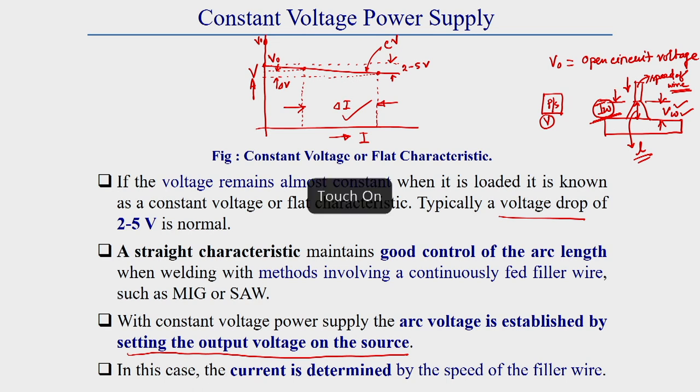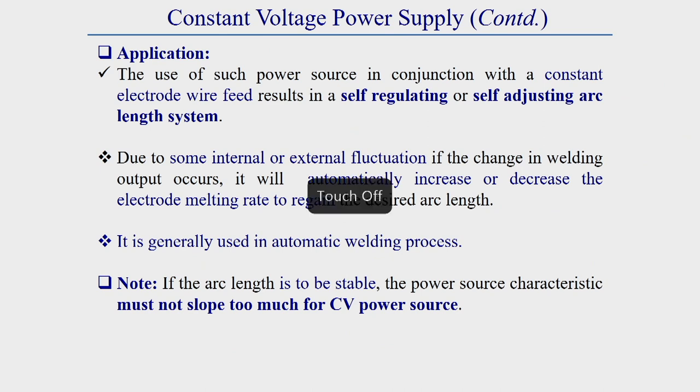Now, for these characteristics, the constant voltage power supply has a special name. I will tell you that. One thing you can observe is that the application of this power supply is where there is a constant feed of filler wire. That means it is especially used for automatic types of welding. In the previous case, constant current was used for manual metal arc welding, but these power source characteristics are used for automatic welding processes with filler wire control.